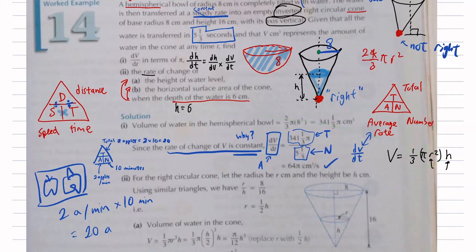Yes or no? Sub first before you differentiate? Can we do that? No. So let me just write this down first. At this stage, do not sub h equals 6. So what were you saying? Differentiate. Differentiate what thing? D what over D what?